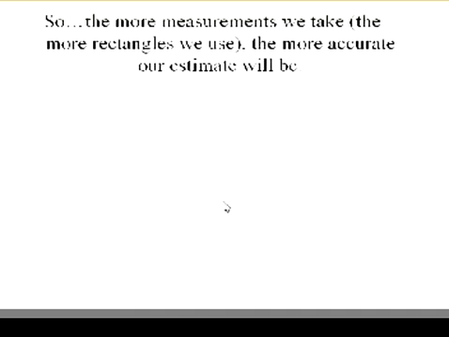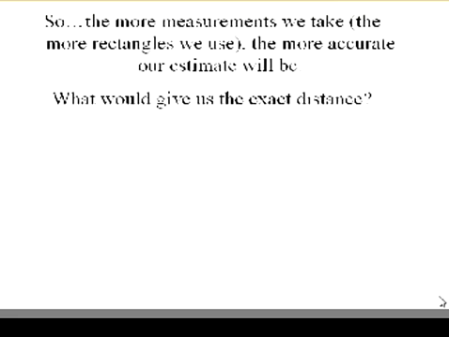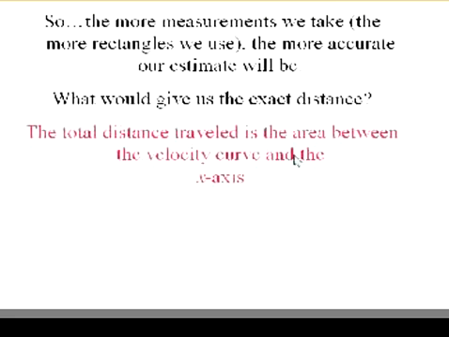But one of the big keys, and what we'll be looking at the rest of this module, is the more measurements we take, or in other words, the more rectangles we use, the more accurate our estimates are going to be. So if it's the case, the more rectangles we use, the more accurate we're going to be. What if we wanted to get the exact distance traveled? Well, think about what happened if we had an infinite amount of rectangles. We'd get exactly the area between the velocity curve and the x-axis. So that's going to be our goal, is to get that area underneath the curve and above the x-axis as exact as possible.